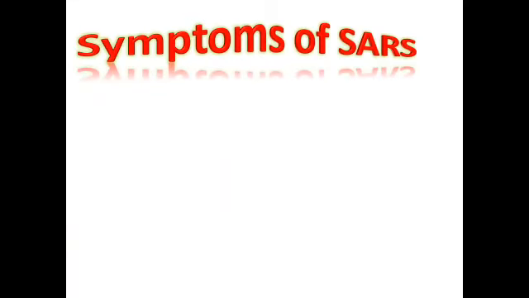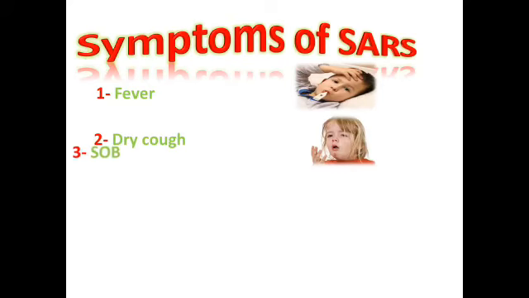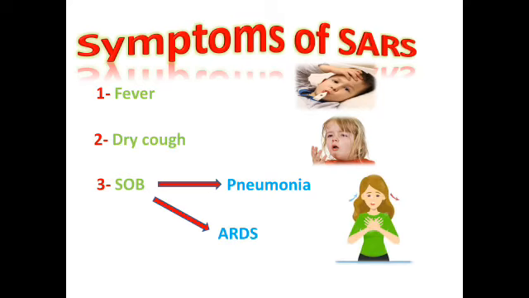Now, common symptoms of SARS. First one, fever. Second one, cough or dry cough. Third one, SOB or shortness of breath. This will lead to pneumonia or ARDS, acute respiratory distress syndrome. So what is the difference between pneumonia and ARDS in general? The answer is pneumonia affects a specific region of the lung, while ARDS affects the entire lungs.